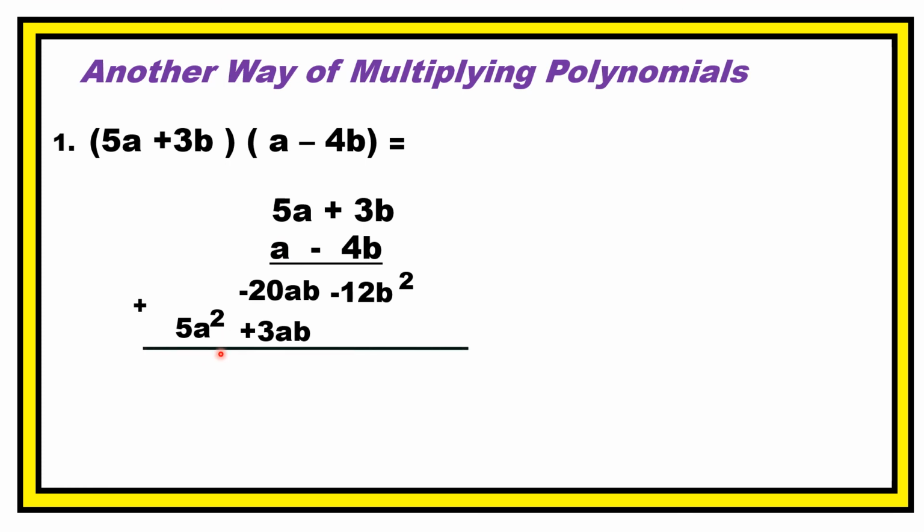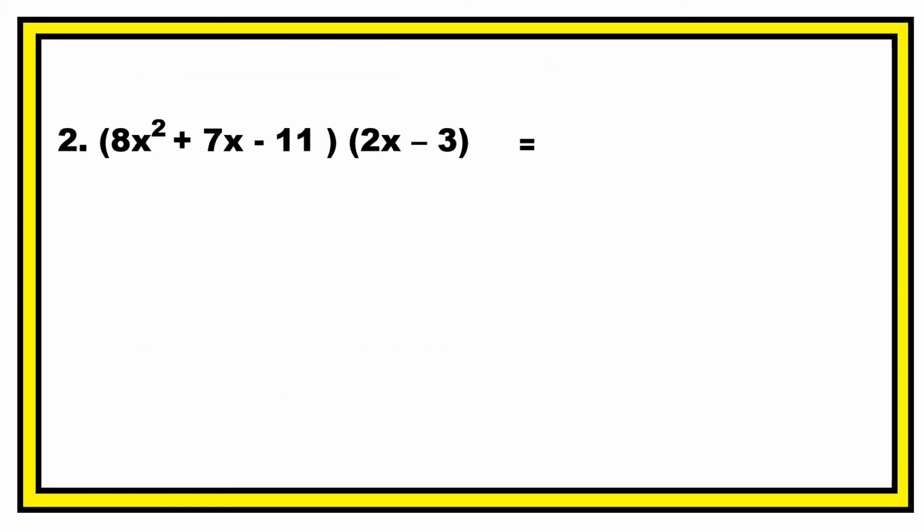This time, add natin. So, bring down natin yung negative 12b squared. Next, negative 20ab plus positive 3ab, we have negative 17ab. Unlike sign, kaya sinubtract natin, then copy natin yung sign ng higher number. Then, bring down 5a squared. So, the final answer is 5a squared minus 17ab minus 12b squared. Number 2.